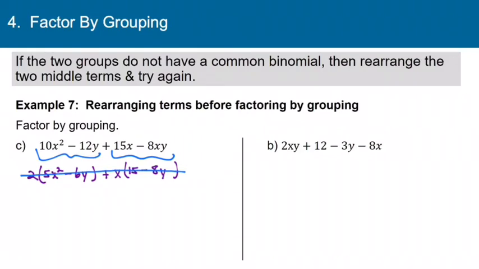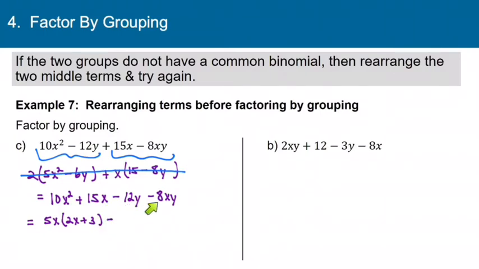So now let's write it as 10x squared plus 15x minus 12y minus 8xy. So all I've done is rearrange these two middle terms. And now let's try the grouping method again. So this time the GCF for these first two terms is going to be 5x, and in the parentheses we're going to get 2x plus 3. Now the second group starts with a minus, so I'm going to have to put a minus here.